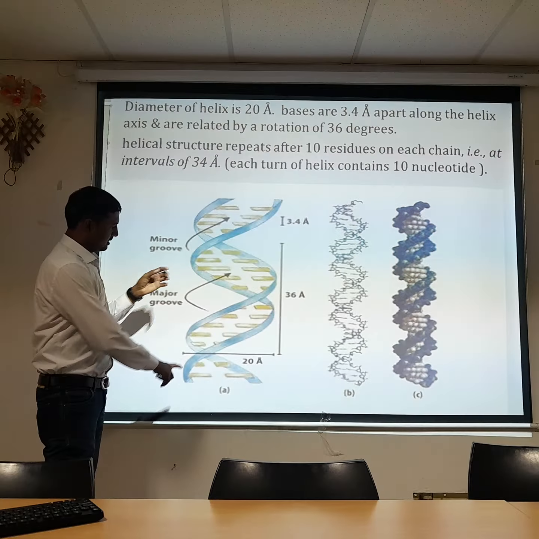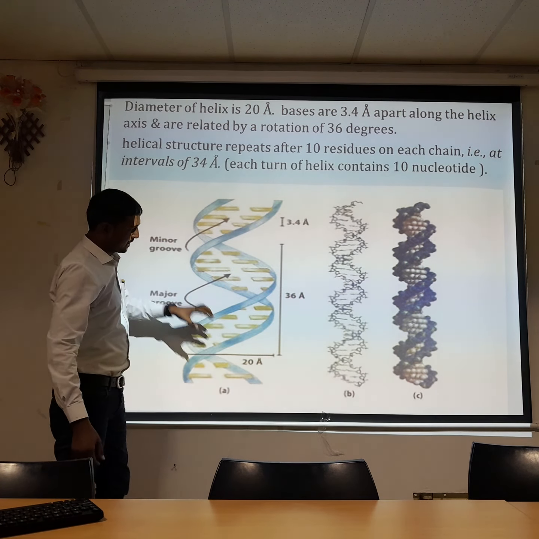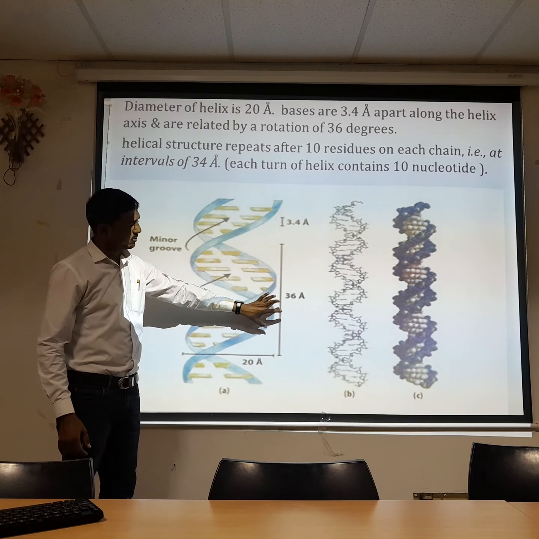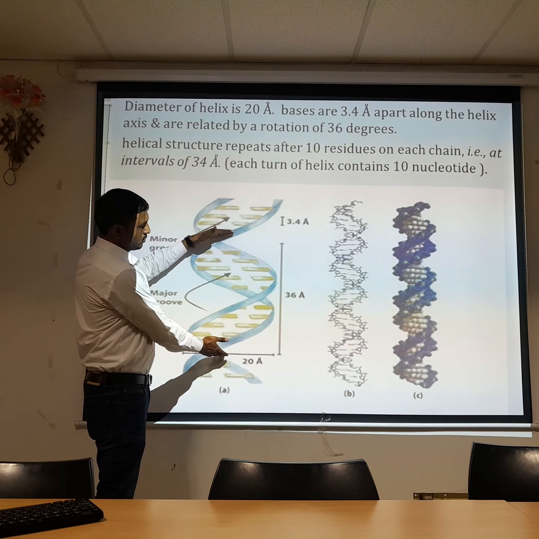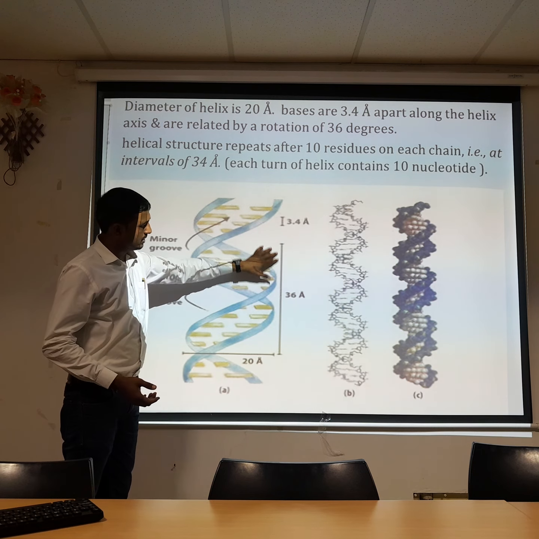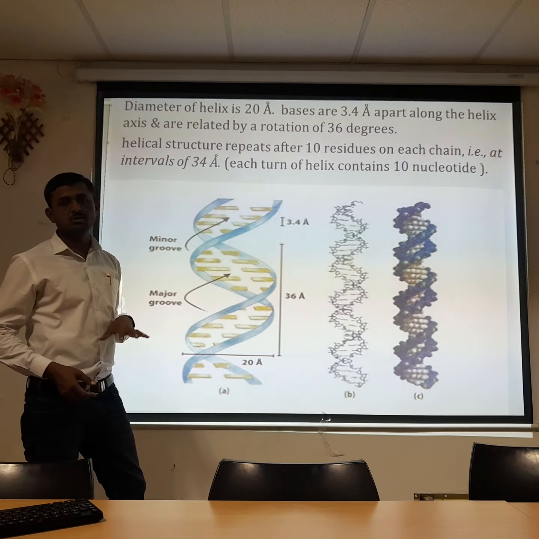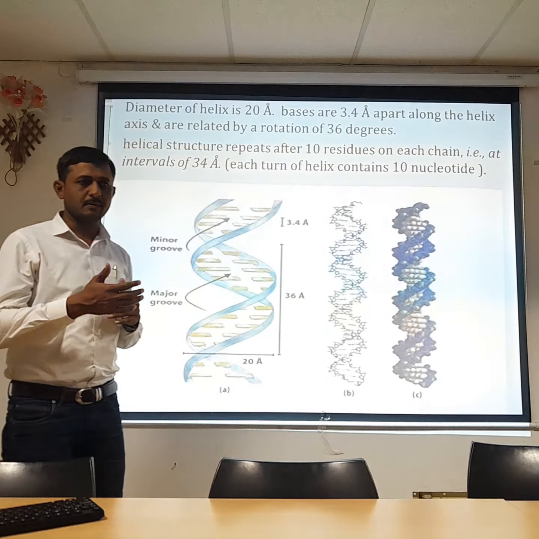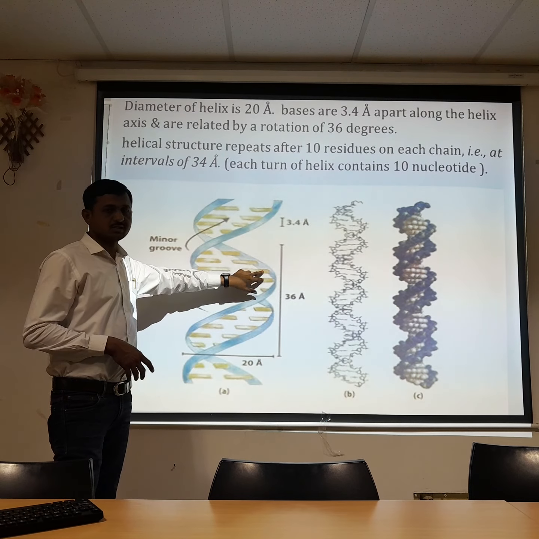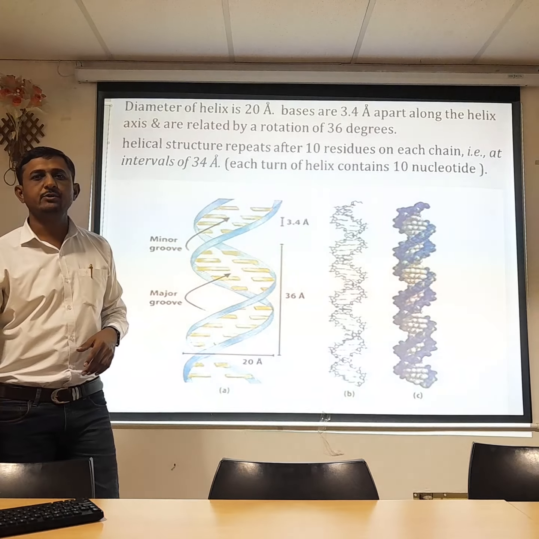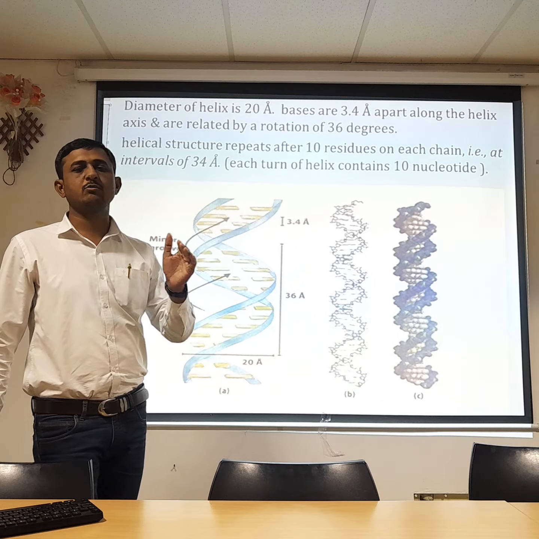So in this diagram, you can see the diameter of the double-stranded DNA. This is the length, that is 34 angstrom, the distance of one turn between two grooves. Within this 34 angstrom, we can count 10 nitrogenous bases arranged in that manner, and the distance between two nitrogenous bases or nucleotides is 3.4 angstrom, so they are placed 3.4 angstrom apart from one another.